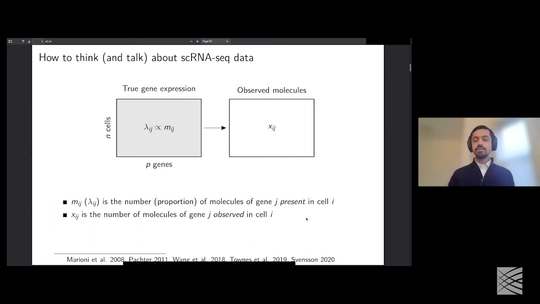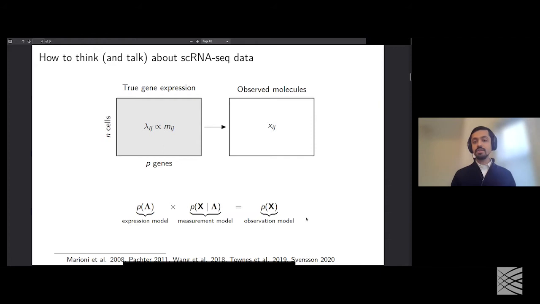And this is what we're calling the separation of observation models into expression models and measurement models. An expression model describes how the lambdas vary either at one gene or across this whole data matrix. And a measurement model describes how the X's are generated from a particular realization of this matrix of relative gene expression levels, which I'm calling capital Lambda. If I multiply the two using some simple rules of probability, I will get the generative model for the X's, the observed counts, and we call that an observation model.